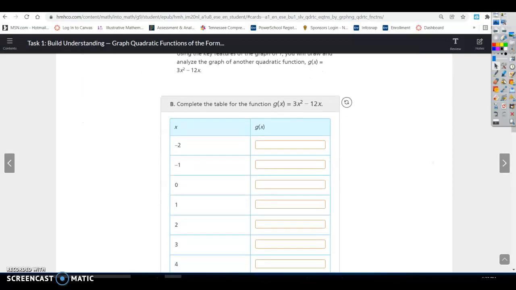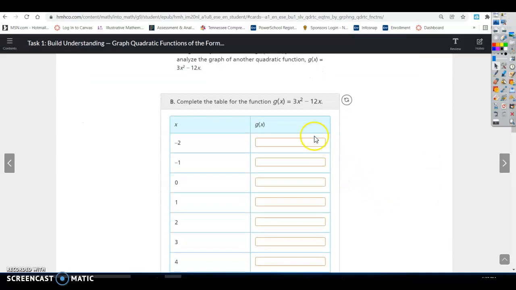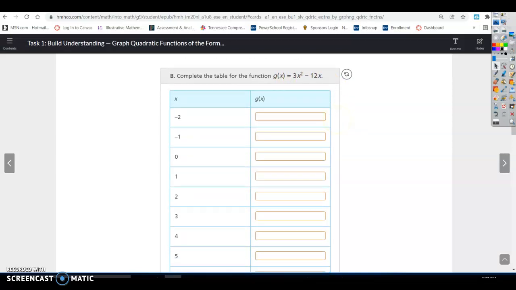All right, so for this, you're going to use g of x to complete the table. So we've got 3x squared minus 12x. Remember, you've got to do order of operations. So I'm going to get you started, and then I'm going to let you complete the table, and we'll come back and finish it together.